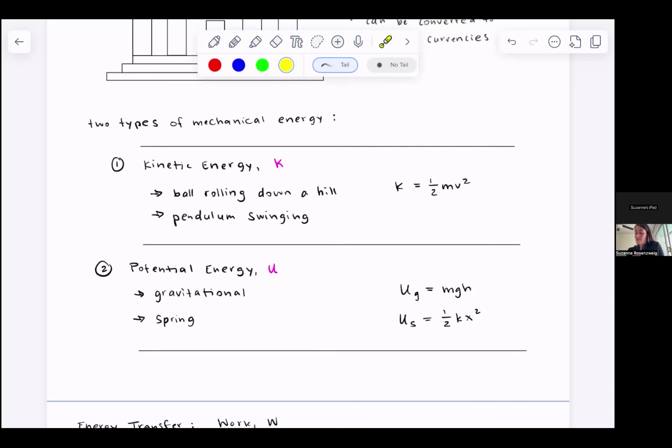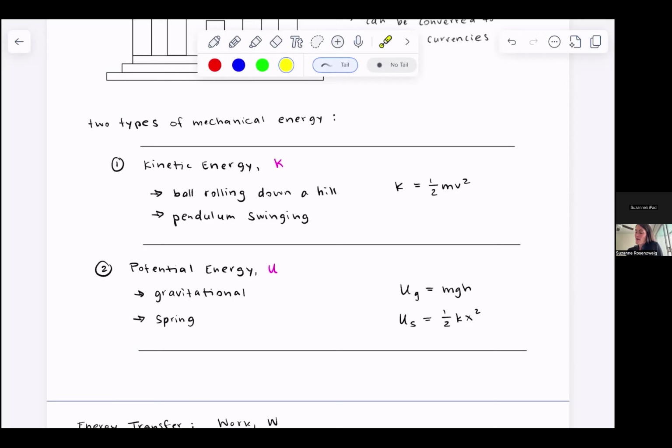The second form is potential energy, which we typically express with a U, and it can have a couple of different forms, such as gravitational or spring. Now, gravitational potential energy, denoted U sub g, can be expressed with mgh. So it depends on the mass of the object, the rate of acceleration due to gravity, and the height of the object. And then for a spring, U sub s, we express it as 1/2 kx squared, where k is a property of the spring. It's called the spring constant.